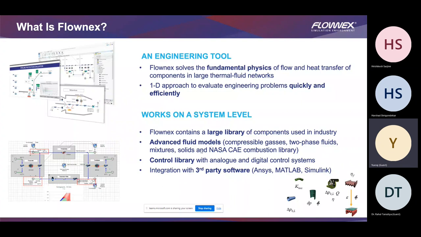Then we have an integration feature, that is API, where we can integrate with other third-party software. This is a 1D CFD tool, and 1D will have some limitations, and ANSYS will have some limitations. To overcome those 1D and 3D limitations, we couple ANSYS with Flownex. For advanced controlling, we can integrate with MATLAB and Simulink, and we also have an option called Excel integration.